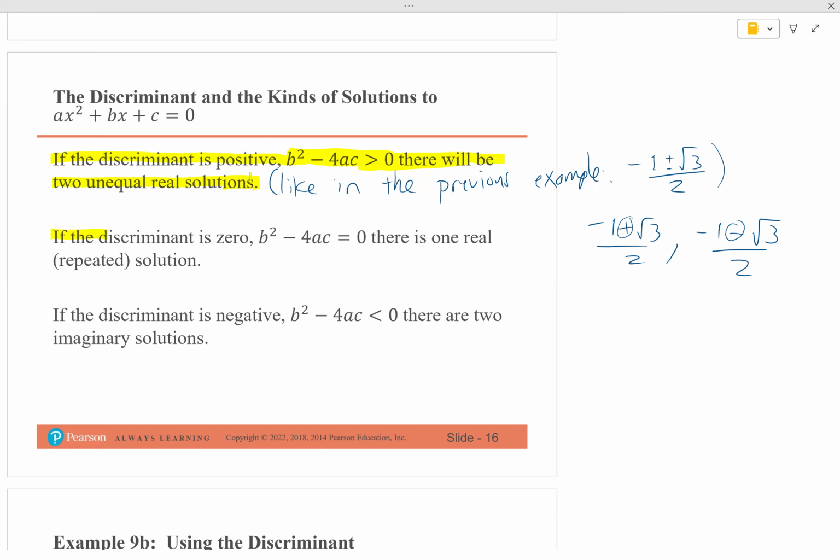But it could also be that the discriminant is 0. That doesn't happen too often, but if b squared minus 4ac happens to add or subtract to make 0, then there's only one real repeated solution. Maybe we'll see an example of that. And then the last option is if the discriminant is negative, like we said. In other words, another way to say negative is that it's less than 0. b squared minus 4ac less than 0. Then there are two imaginary solutions.